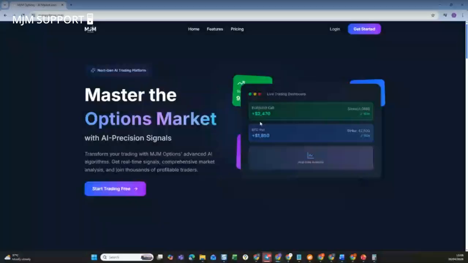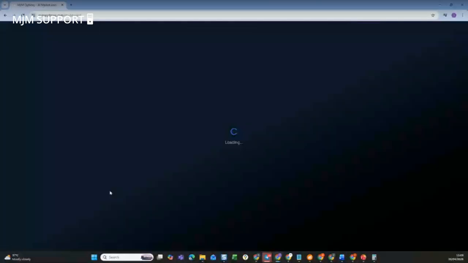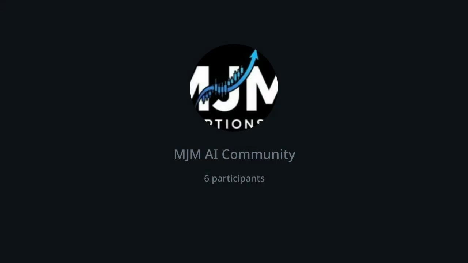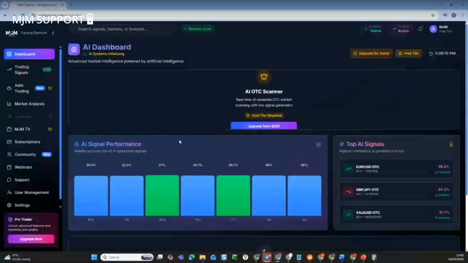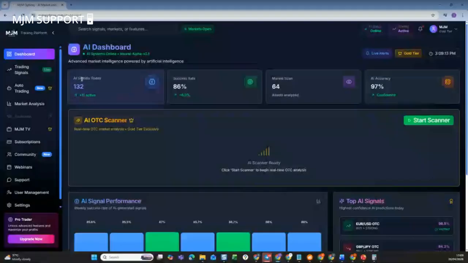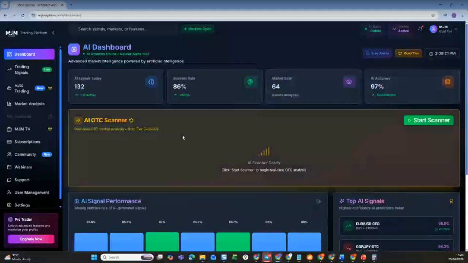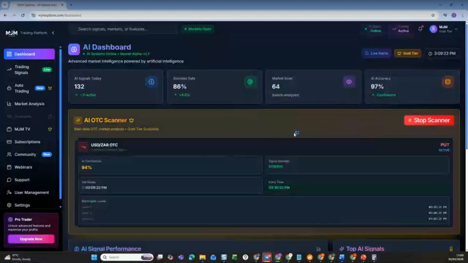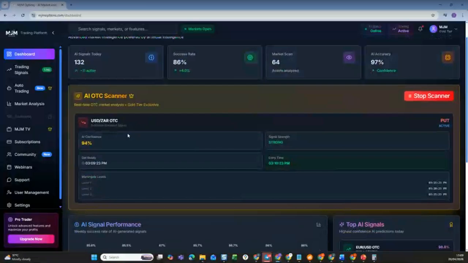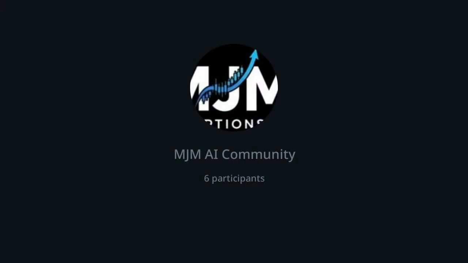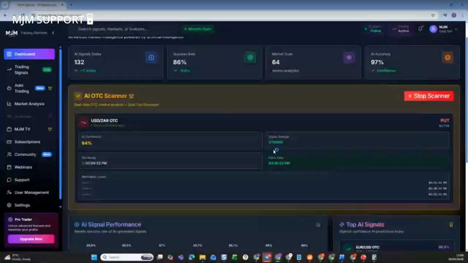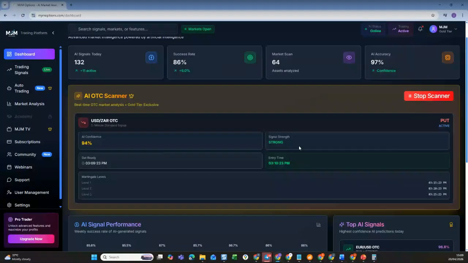So here it is. I already have access to the AI, and you can see I am looking at 132 signals today. 11 of them are active. Success rate is 86. Market scanner 64. AI accuracy is 97. So the moment I click start scanner, it generates me a signal. And what do I look for when I see a signal? The AI confidence has to be 90 to 99, and signal strength has to be strong. So I have that on this particular signal. So the signal is USDZAR.